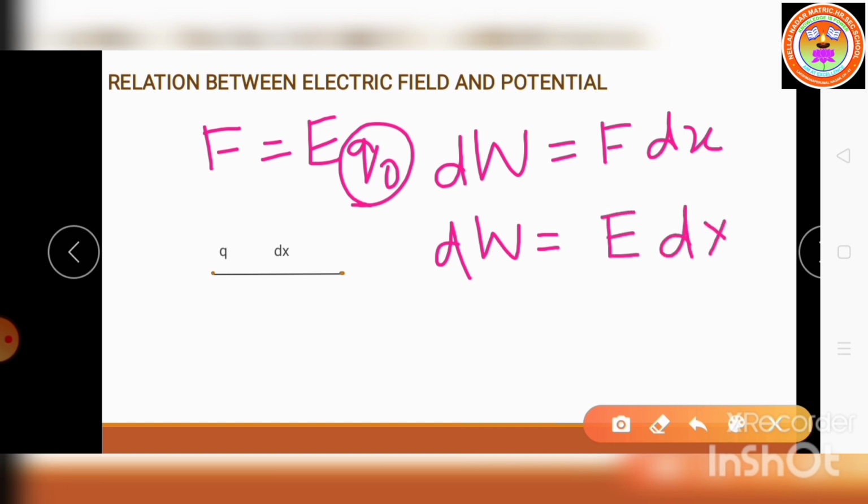Here the work is done against the electric field, that is, against this repulsive force, so I can put a negative sign. So I get the formula dW is equal to minus E into dx. This work done is equal to the electric potential difference, that is, dW is equal to dV.